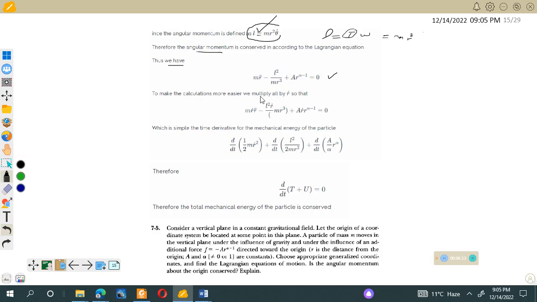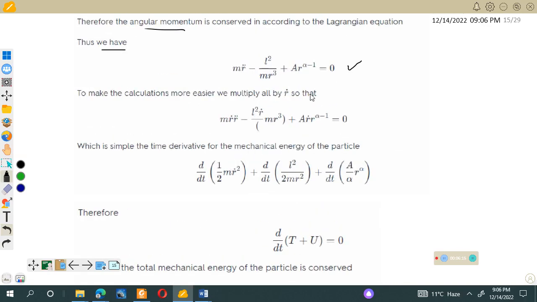To make the calculation easier, we multiply this whole equation by r dot. This gives the time derivative of the mechanical energy. The first term is d over dt of (1/2) m r dot squared. The second term can be written as d over dt of L squared over 2 m r squared, and the third is d over dt of A over alpha times r to the power alpha.